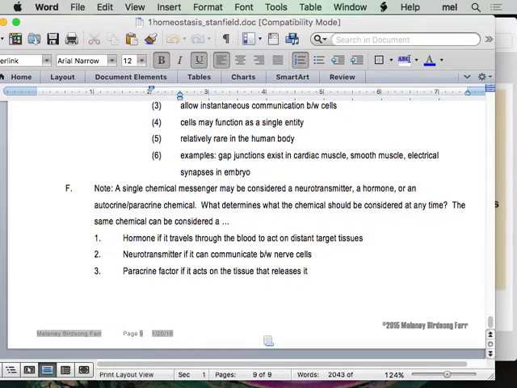And interestingly, once the body learns how to make something, it can use it in multiple ways. It can say, I'm going to release this as a neurotransmitter here, but over here I'm going to dump it into the bloodstream. Okay? So the point there is that memorization will only get you so far in physiology.